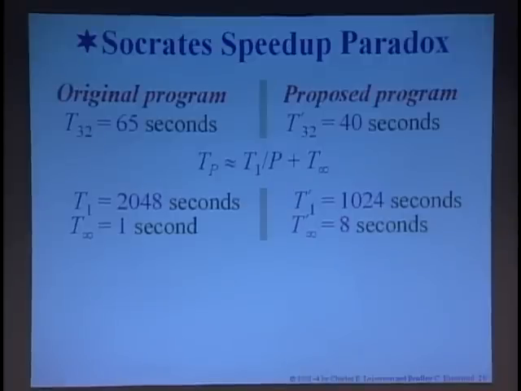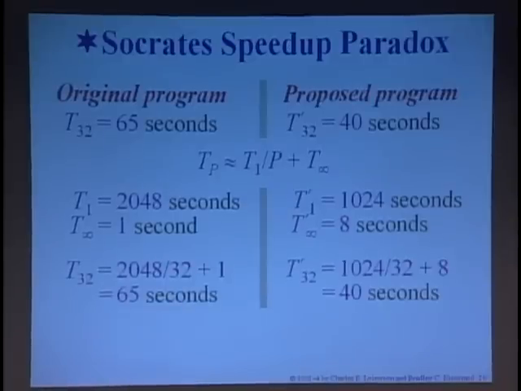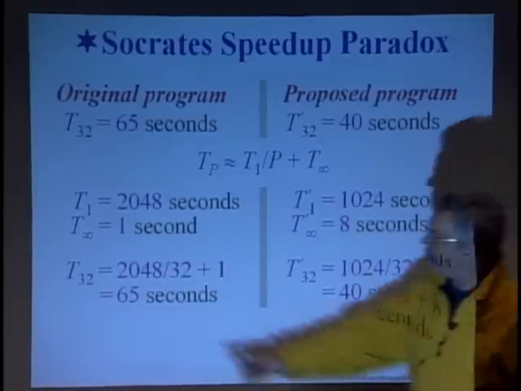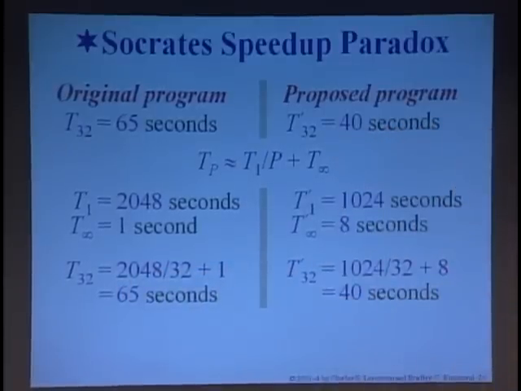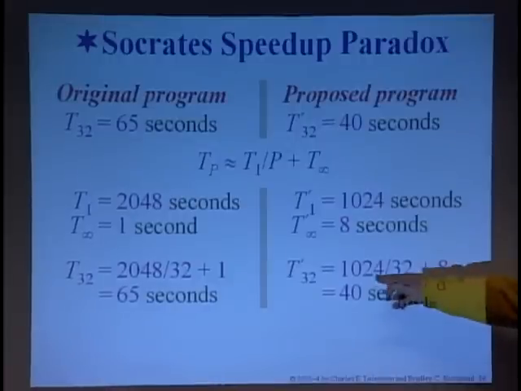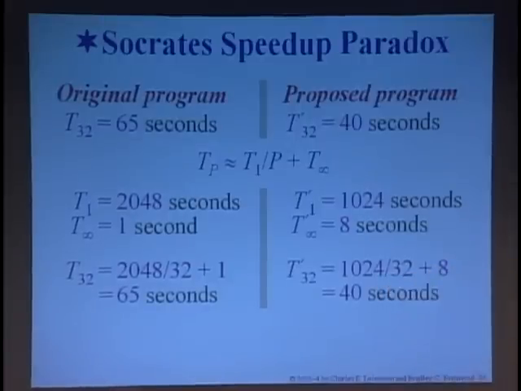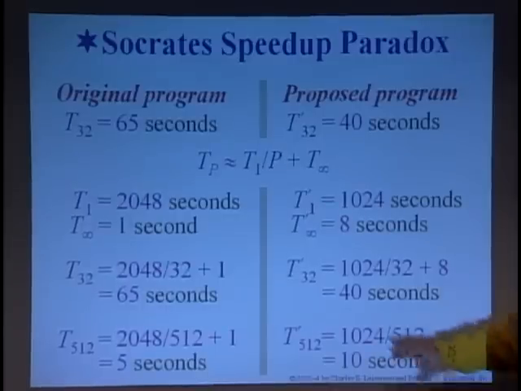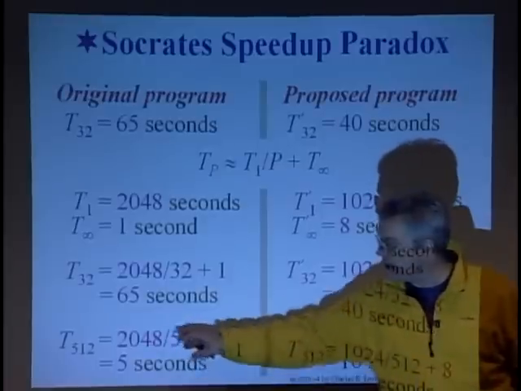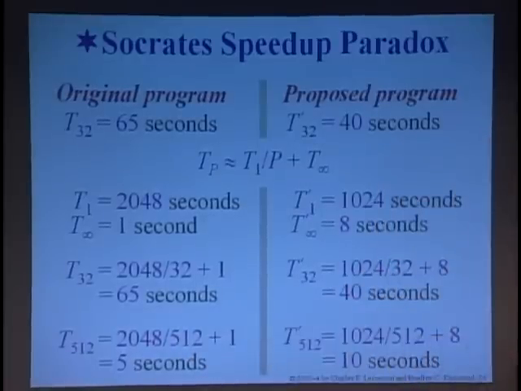So if you predict on 32 processors what the runtime is going to be, that formula says 65 seconds for the original. For the new one on 32 processors, it's 40 seconds, and that looked good. But we were going to be running the tournament on 512 processors, where this term would start being less important than this term.